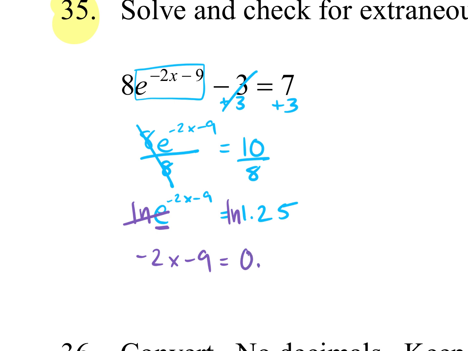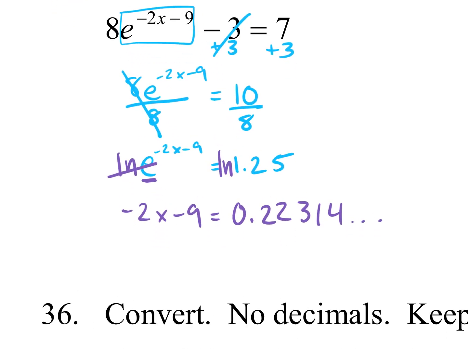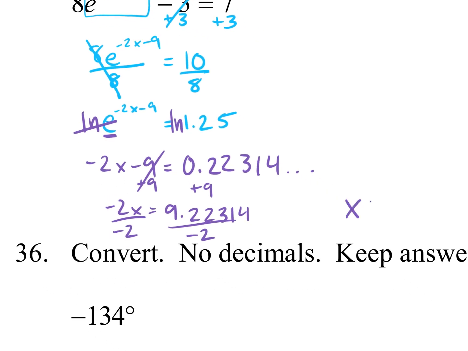which gives us 0.22314. It keeps going, but we're just going to leave it in the calculator and do the last couple steps. So then we're going to add 9 to it. So we get negative 2x is equal to 9.22314. And then divide by negative 2. So x is equal to negative 4.6.